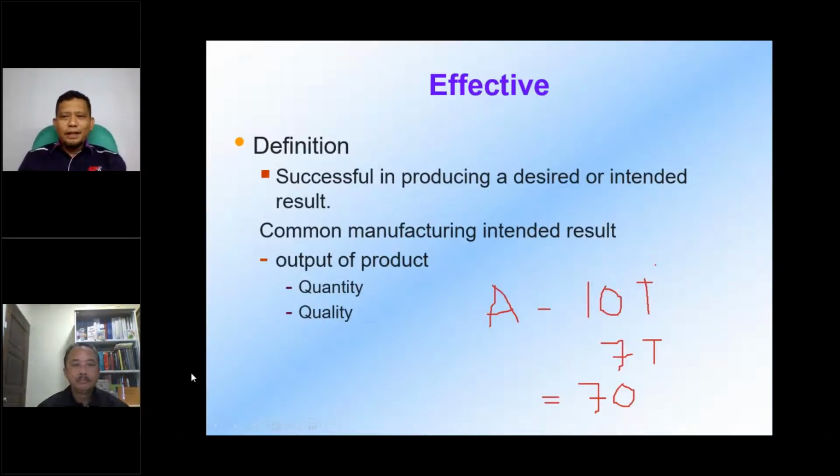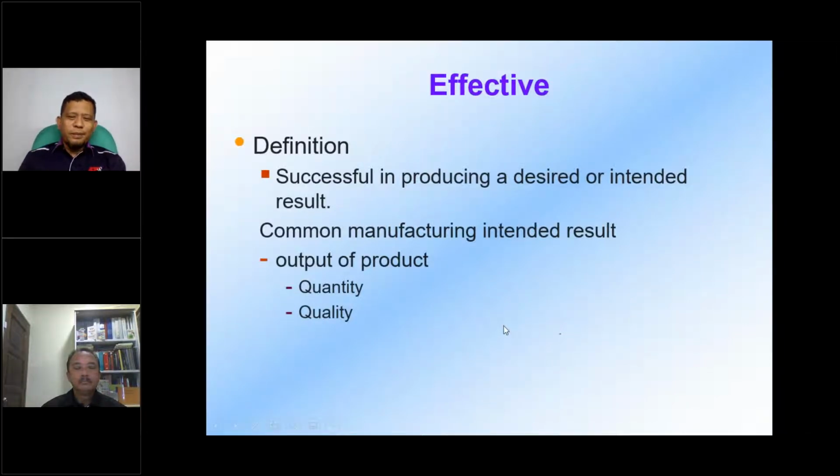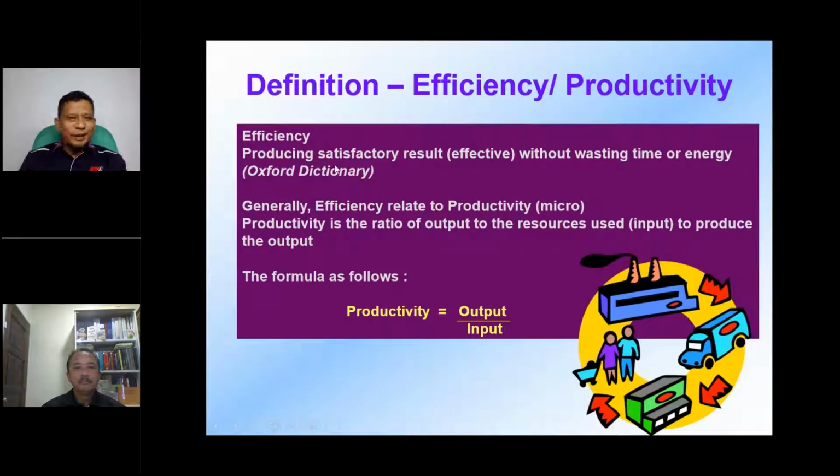It's 70%. What's wrong with that? First of all, when we look at the definition of efficiency, this one I take from the Oxford Dictionary, it says that efficiency is producing a satisfactory result, meaning effective. It's supposed to produce 10 ton, it produces 10 ton per day, but without wasting time or energy. In other words, it's the term optimum. It means they don't waste the resources.